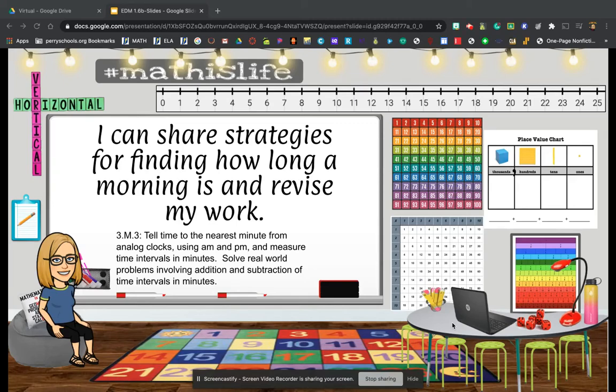Hey guys, so for math today, we're going to continue looking at finding out how long our morning is. Our goals for today are: I can share strategies for finding how long a morning is and revise my work. We are going to look at some students' work from other groups when we meet in our small group, and I'm going to show you what you will be doing. You will be finding the length of your afternoon and then doing a Flipgrid to show your understanding of how to find elapsed time.